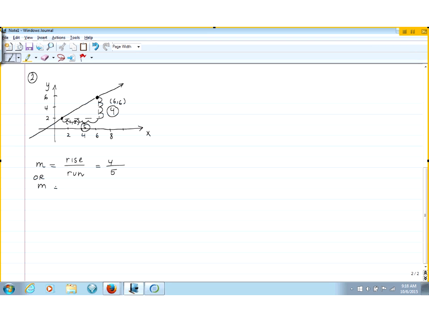Make sense? And you could also use the formula y2 minus y1 over x2 minus x1. So y2 minus y1. What is y2 minus y1? So 6 minus 2 divided by 6 minus 1. So 4 over 5. So either way, we could do it. Now, is it easy? Yes? So basically 3.5 is this, and then we will talk about the slope.